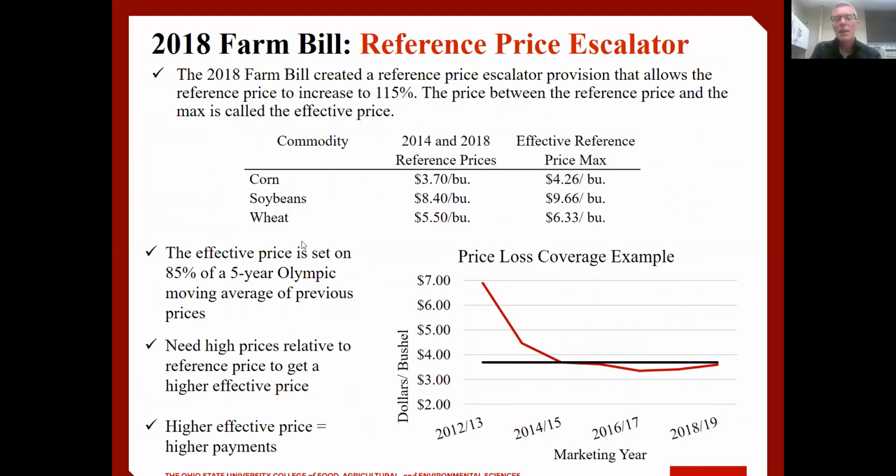However, it's based on a formula, and it's based on 85% of a 5-year Olympic moving average. We already talked about an Olympic average. It's dropping the high and the low and averaging the 3 remaining years. Then we take that times 85%. Now these prices all have to be above what our current reference price is. So for corn, that's $3.70. We need prices that are significantly higher than $3.70 to get that reference price up.